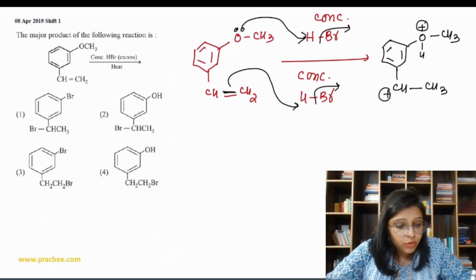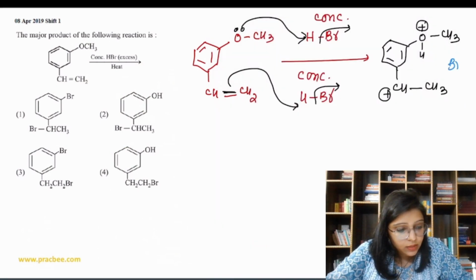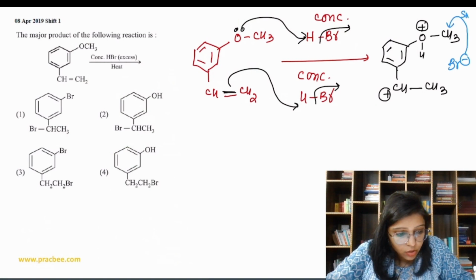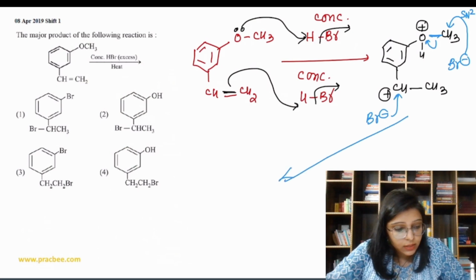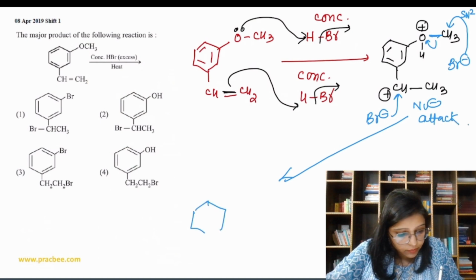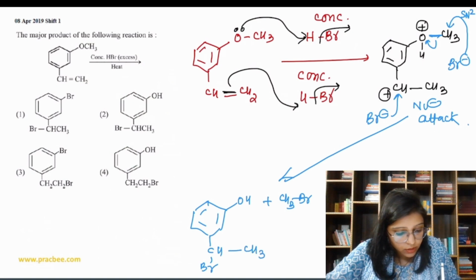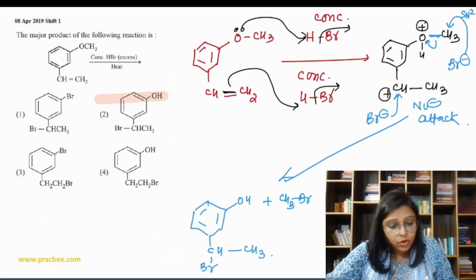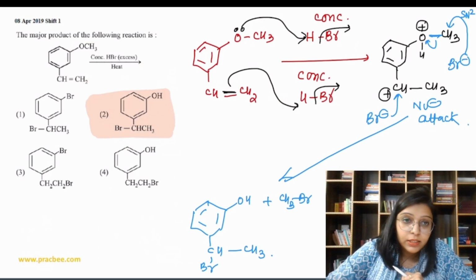Okay, now we have the role of Br minus. So what is the role of Br minus? Here Br minus acts as a nucleophile. So Br minus attacks on CH3 and the electrons of this bond shift over here. And here Br minus attacks over here. Okay, this is simply the nucleophilic attack. So we get OH plus CH3Br and from here we get CHBr and CH3. So on the basis of that, option 2 is going to be the correct answer.